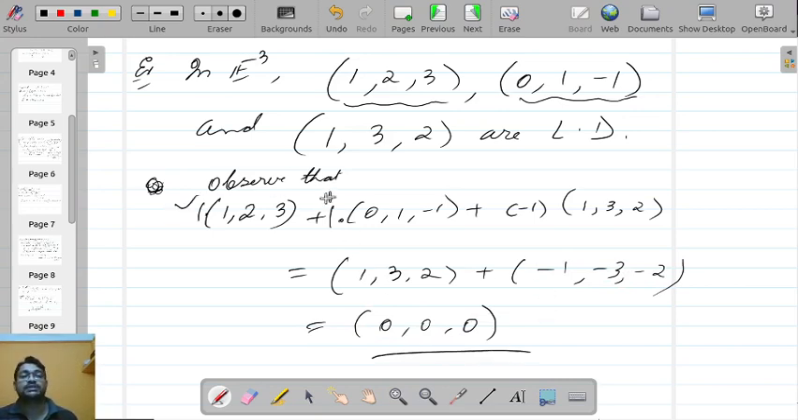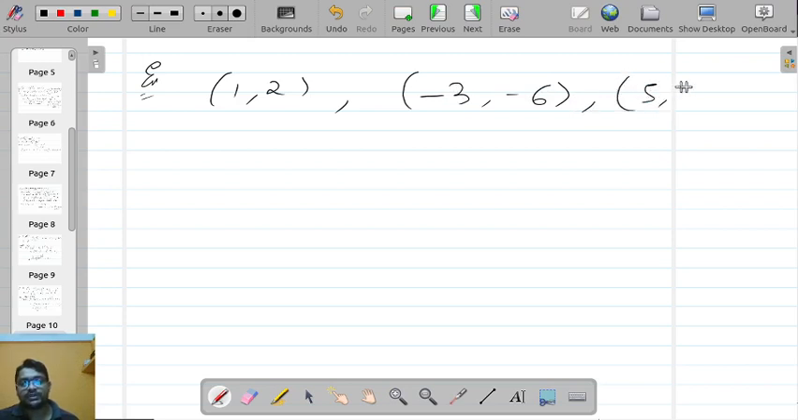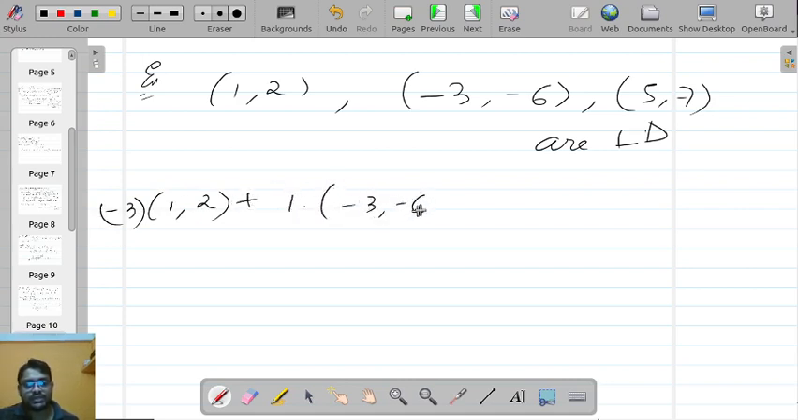Okay, but the scalars here are non-zero. It may happen that one of the scalars is 0. That may also happen. Say for example, 1 2, then something like minus 3 minus 6, and say 5 7, are linearly dependent. So here, if I multiply 1 2 with 3, plus 1 into minus 3 minus 6, plus 0 into 5 7.